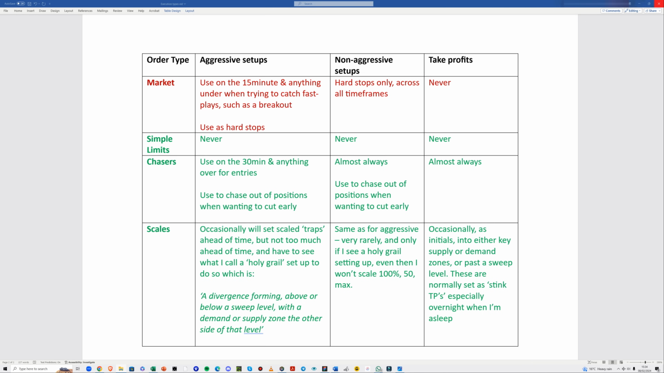And yeah, you can see I've put a note here just saying for aggressive setups, I use chaser orders on the 30-minute and anything over for entries. Like I said here, the 15-minute and below for aggressive setups would be market. But guys, these are just my parameters. So I encourage you guys to play around with these orders on different time frames. It's also particular to your system as well.